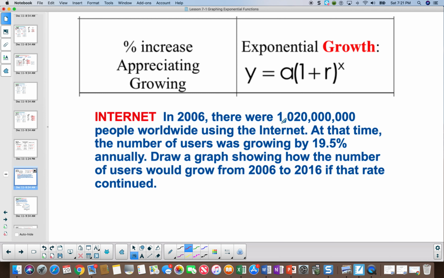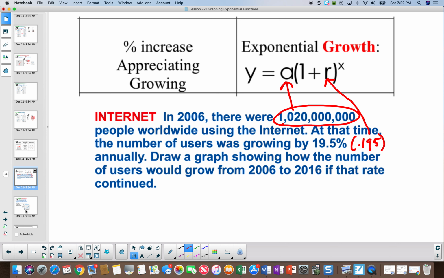In this problem, there were this many people worldwide using the internet. So this is going to be our initial condition, our A, what we started off with. At that time, the number of users was growing by 19.5%. Remember, when you change it to a decimal, it changes to this. So this is our growth rate. This is what we're adding to the 1 to make this number bigger than 1.